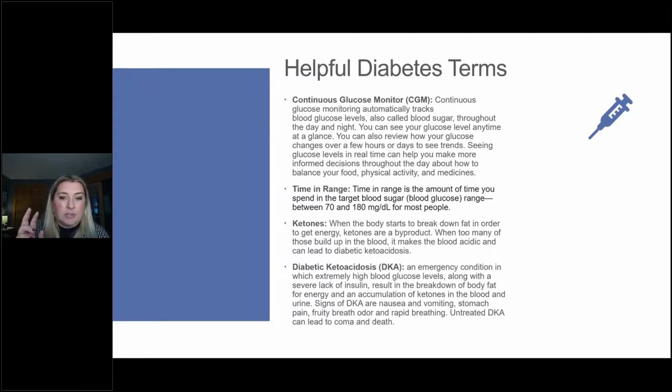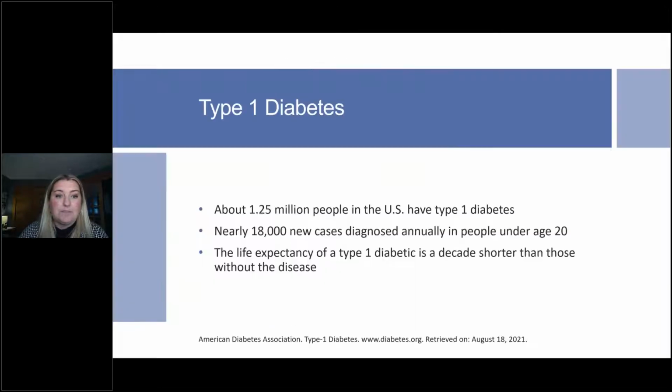Signs of DKA are nausea, vomiting, stomach pain, fruity breath odor, and rapid breathing. Untreated DKA can lead to coma and death. So we're talking about life and death things when we're discussing somebody with type 1 or type 2 diabetes.